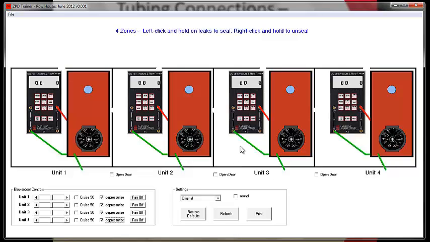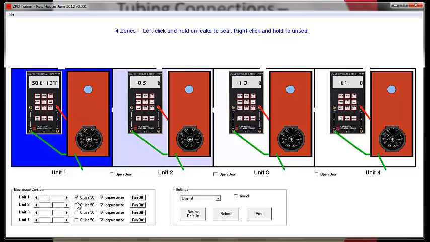Okay, so here's our simulator. I'm going to start out with unit 1, 2, 3, 4. We've got a blower door set up on each one, and I'm going to set unit number 1 to cruise 50. And I'll write down these numbers. So we're going to compare testing one unit at a time, or an unguarded total leakage test, and we're going to compare those numbers with what happens if we test all 4 at the same time.